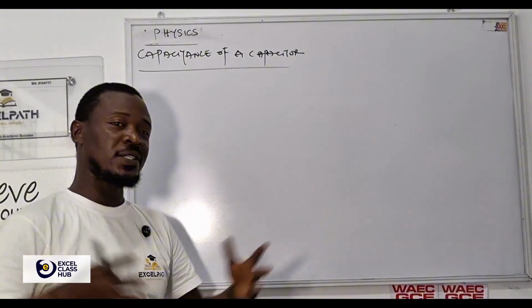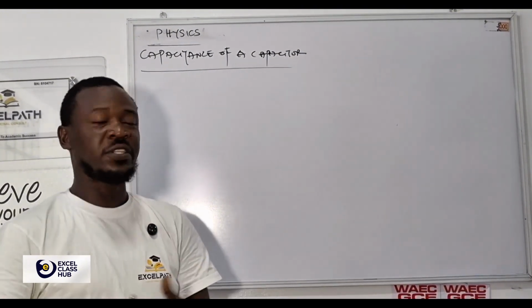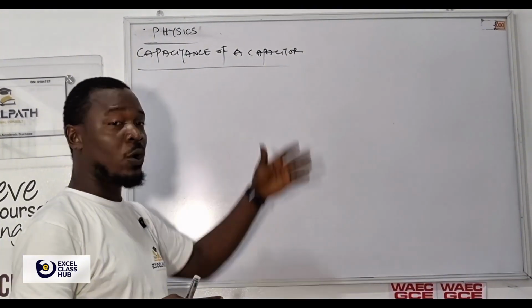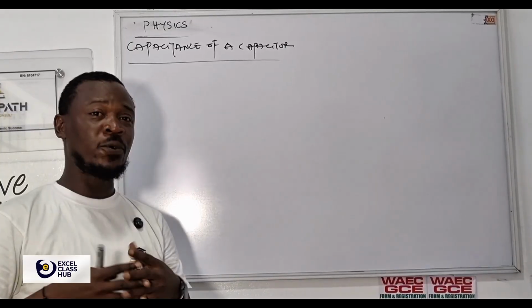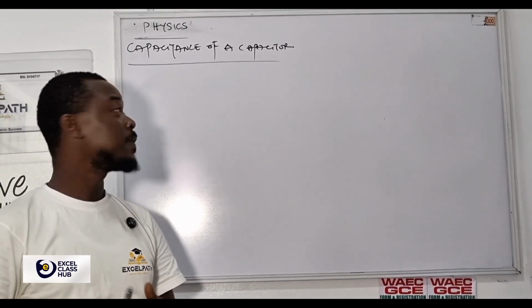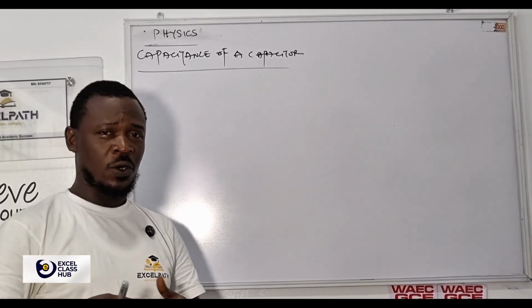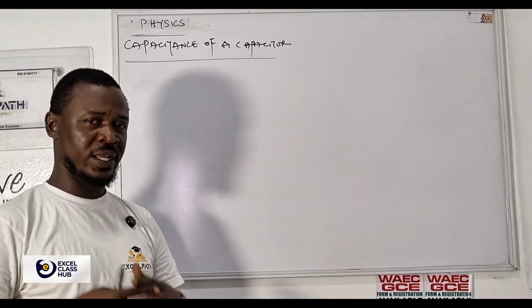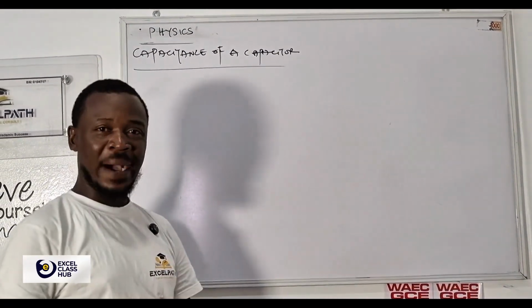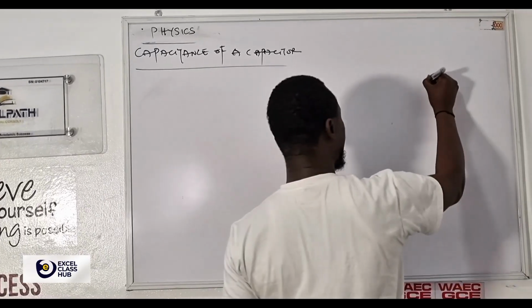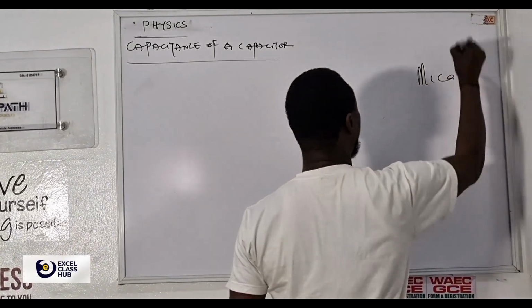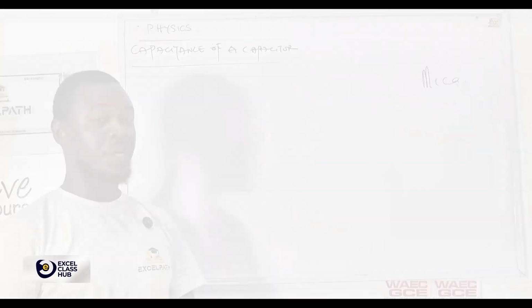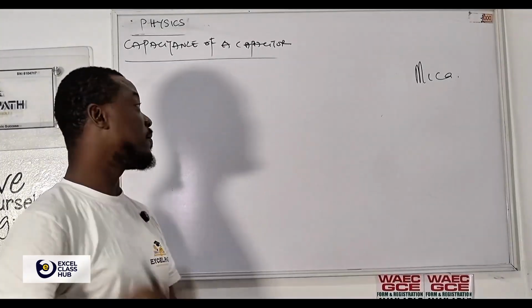We have types of capacitor. I can give you three types. Number one, we have the variable air capacitor. Two, we have the paper capacitor. The third one is the mica capacitor. There are up to 8, but I decided to give you 3.